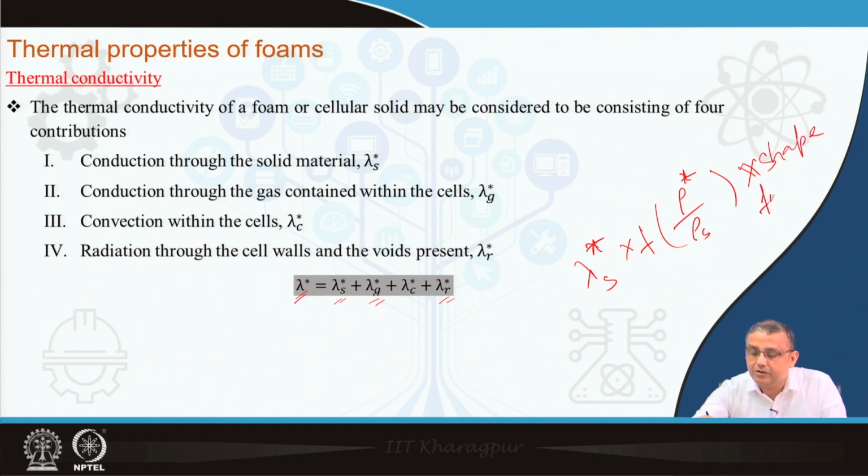It is also important to consider that shape function, we can use it over here. That means the overall contribution of the solid material to the conductivity of the foam has actually three terms. One is lambda S, the bulk conductivity of the metal or whatever material of which the cell is made.